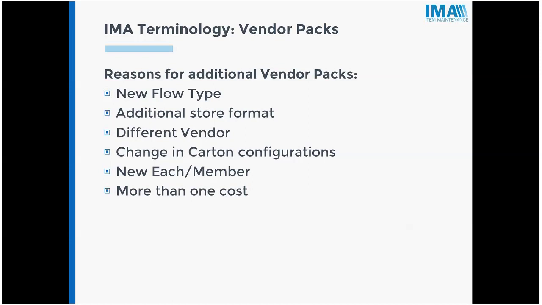Finally, if there's more than one cost, we would need a new vendor pack. So typically, vendor packs have to be the same cost, but there is an exception to that. So if we've been selling your product in the 48 continental states, and now we want to start selling it in Hawaii, or Alaska, or Puerto Rico, there's going to be a higher cost associated with the product that's going to be sold in those additional locations. So there would need to be a new vendor pack to accommodate that different cost.